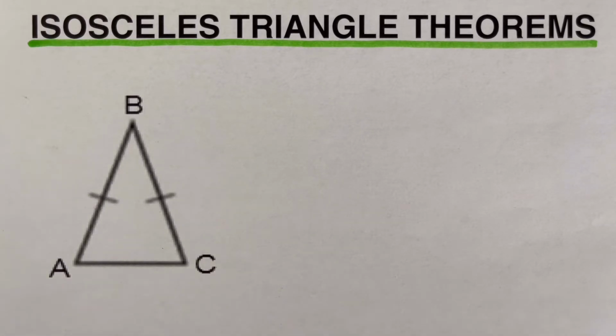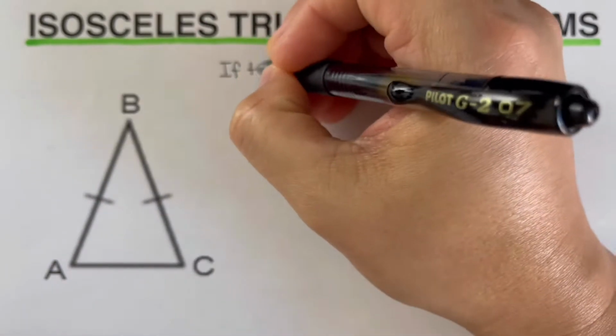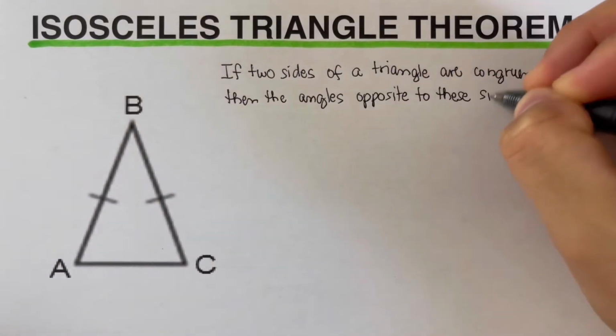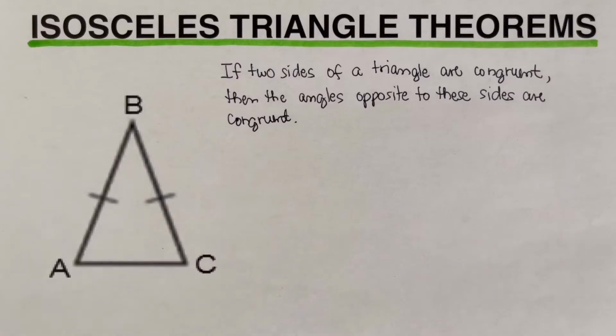This theorem states that if two sides of a triangle are congruent, then the angles opposite to these sides are also congruent. So I'm just going to go ahead and write that down here. Looking at this triangle, we have side AB and side BC. Again, these two sides are congruent. The tick marks tell us that.